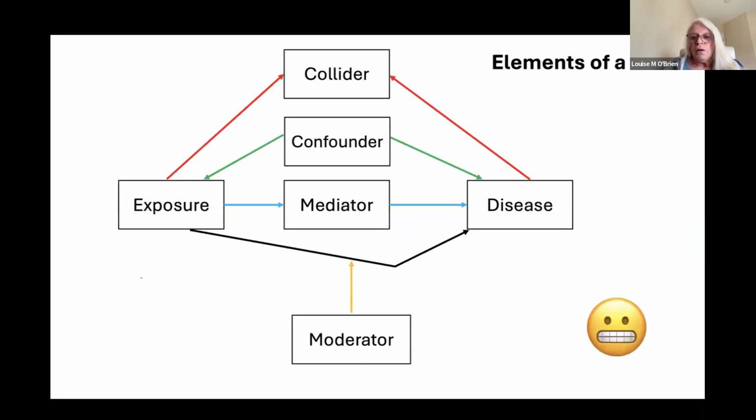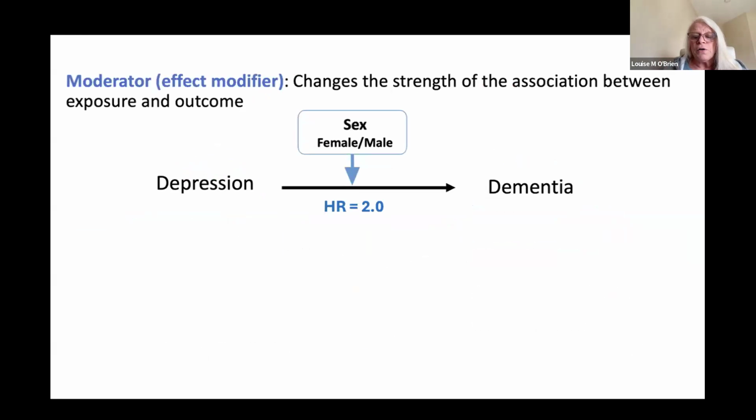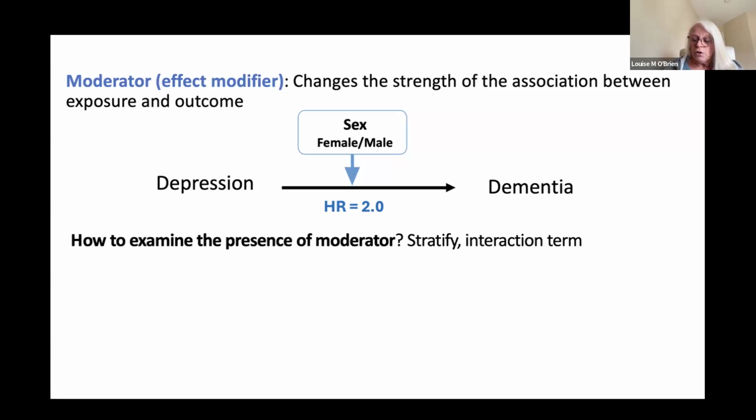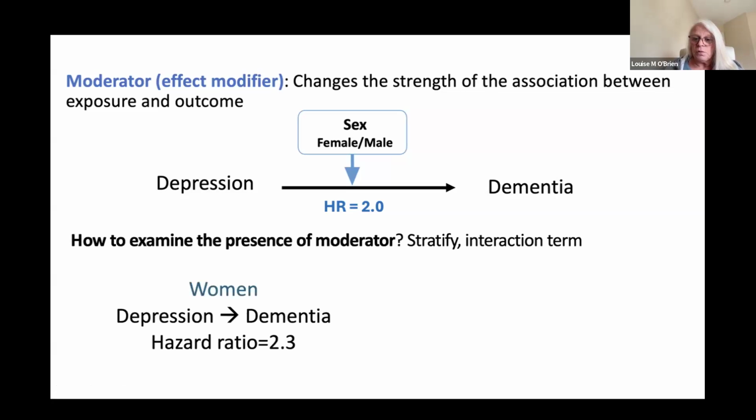So back to our DAG again. I'm just going to touch very briefly on the moderator. The moderator, or effect modifier, is a variable that changes the strength of the association between your exposure and your outcome. Okay, so it modifies. So in this case, we've got depression having a hazard ratio of 2 for development of dementia, but sex could be a modifier, right? So let's just stratify.